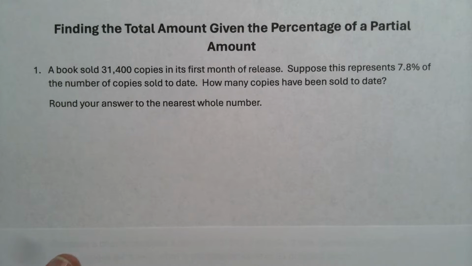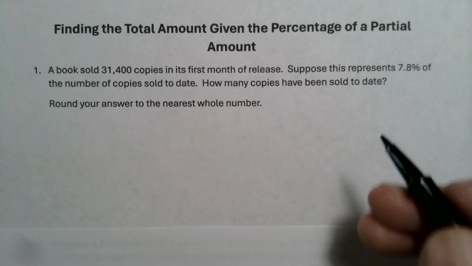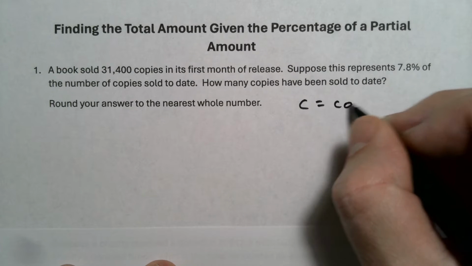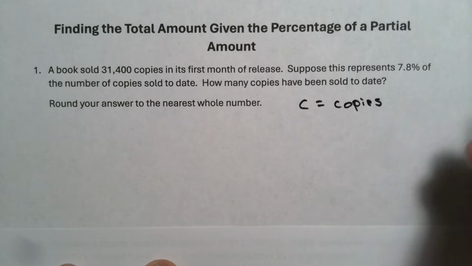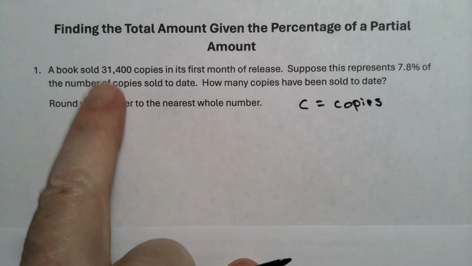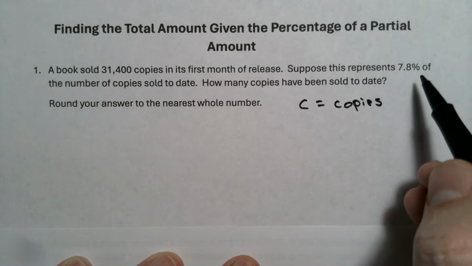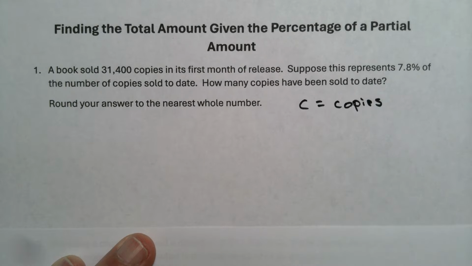Okay, so what do we know? We know that we're looking for the number of copies. So I'll say C is equal to copies. That will be what I'm looking for. And I know that in the first month, I had 31,400, which is 7.8% of the total number of copies.